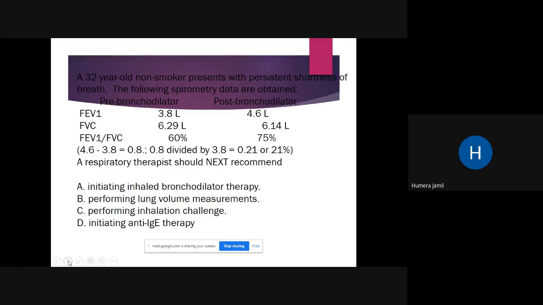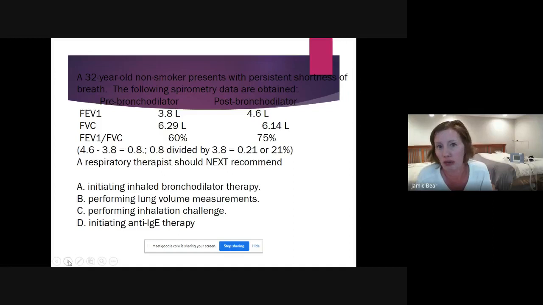A. Yeah, initiating inhaled bronchodilator therapy. Very good, because post bronchodilator showed that it was effective. So this person is reversible. Good.